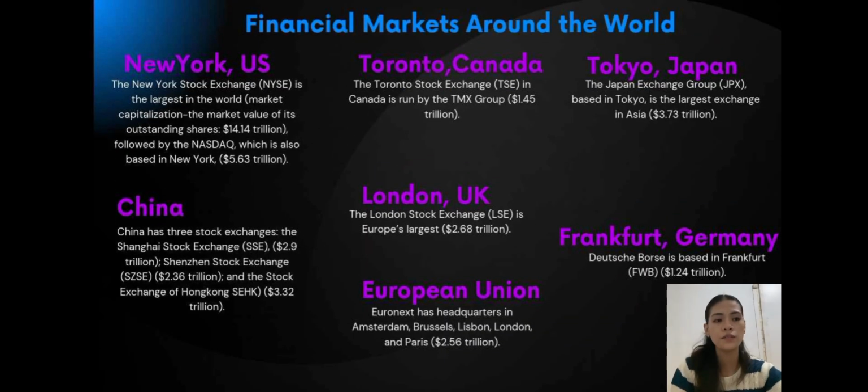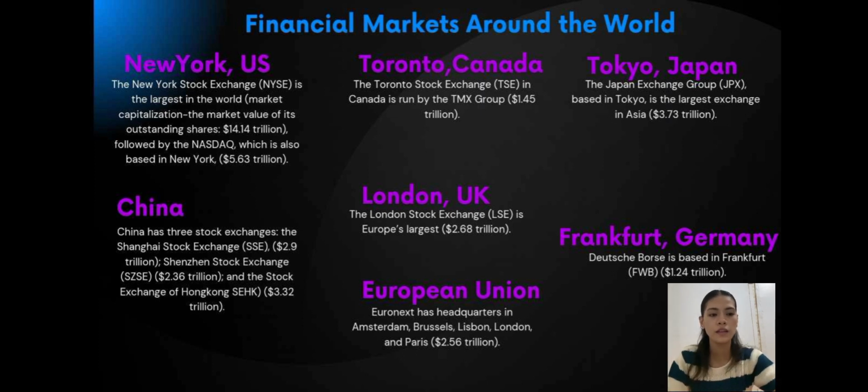So there are different financial markets around the world. First is the New York Stock Exchange in New York, US. The New York Stock Exchange is the largest in the world, followed by the National Association of Securities Dealers Automated Quotations, which is also based in New York. The New York Stock Exchange was founded in 1972 through the Bretton Woods Agreement and initially named New York Stock and Exchange Board.